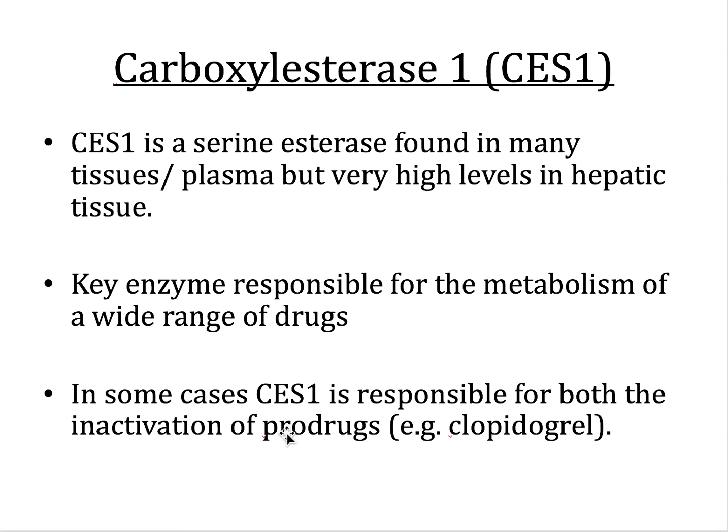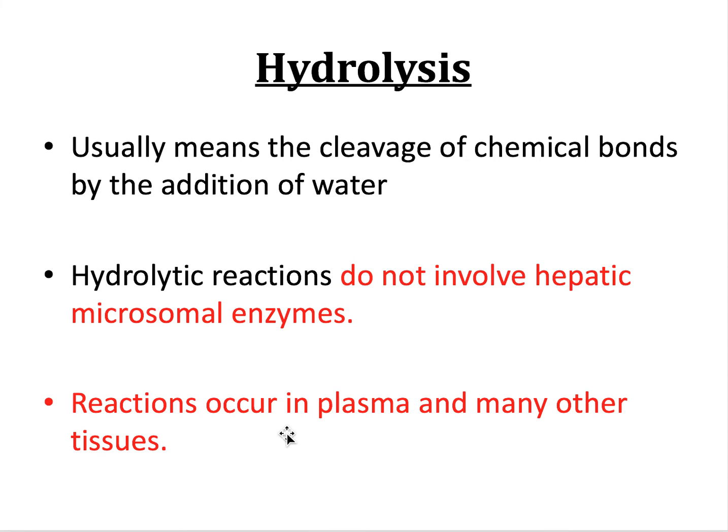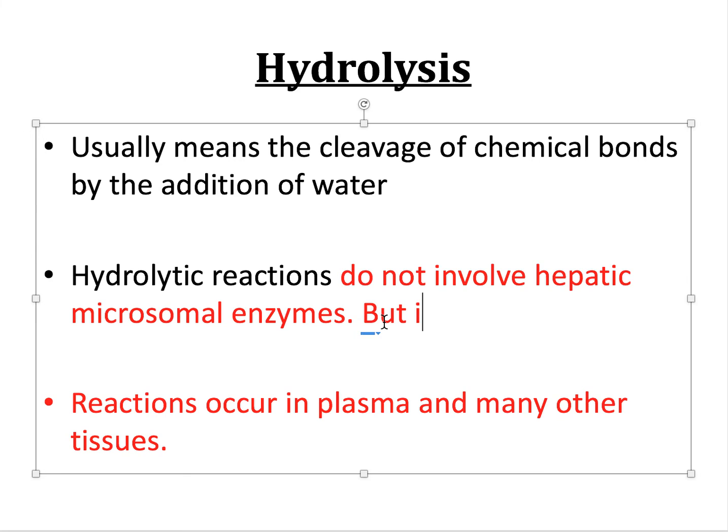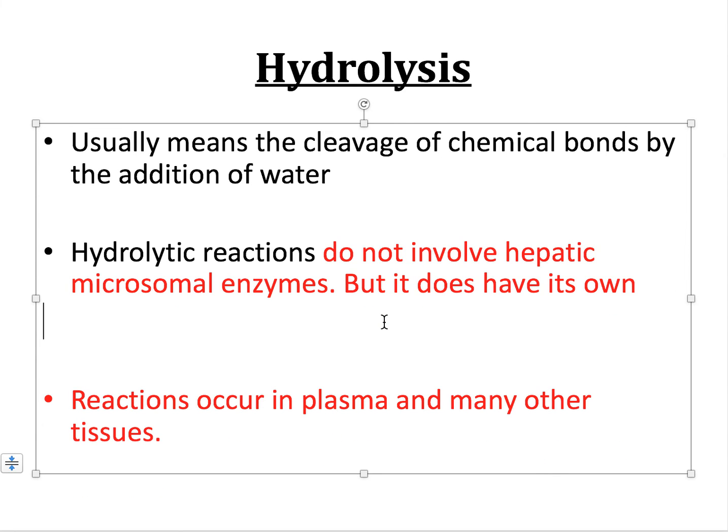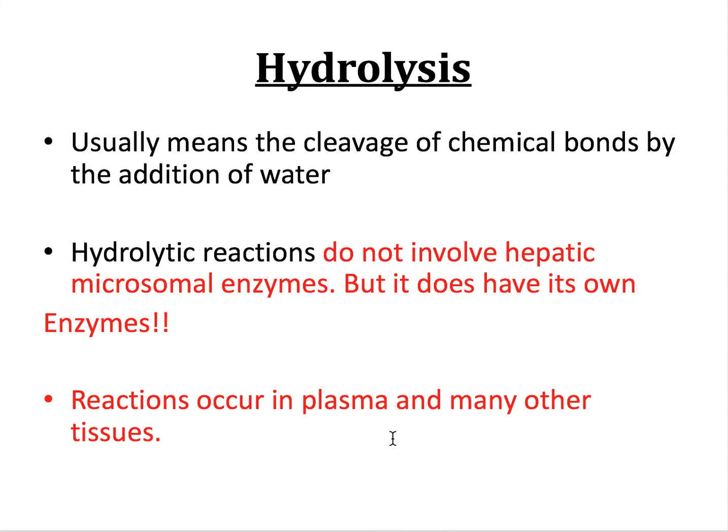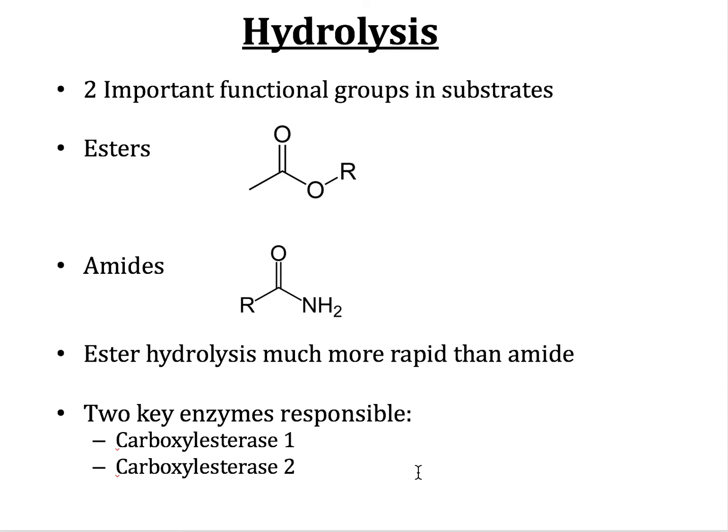So now, if you remember back, hydrolysis doesn't involve any hepatic microsomal enzyme reactions, but it does have its own enzymes. So don't forget that. Reactions occur in the plasma and many other tissues, so keep that in mind. And the two key enzymes that you want to look out for are carboxylesterase 1 and carboxylesterase 2.